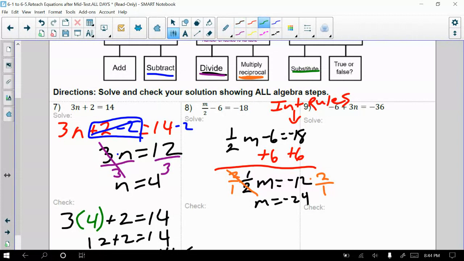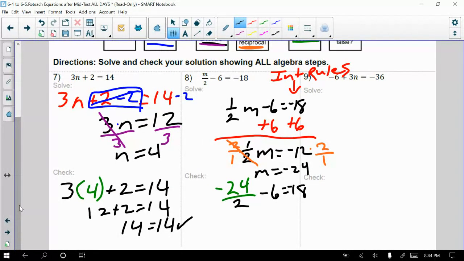And of course, I'm going to come in and check my work. Okay, substitute and put your answer where our m is, not 12, I want 24. So negative 24 divided by 2 minus 6 equals negative 18. Okay, well, what's half of negative 24? Half of negative 24 is negative 12. Minus 6 equals negative 18.